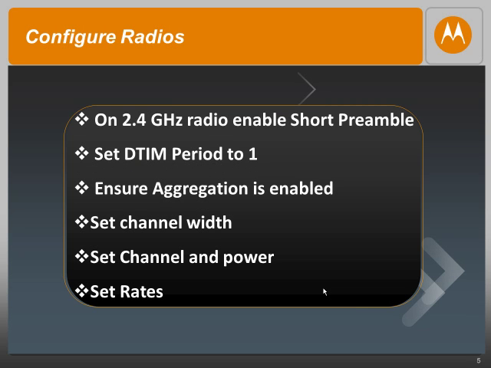To configure the radios, the first parameter we need to set is a short preamble if it's a 2.4 GHz radio. This particular parameter is not available in 5 GHz. We have to ensure that the DTIM period is set to 1, aggregation is enabled, and the channel width is set. There are two options for the channel width. One is 20 MHz and the other is 20/40 MHz. For our demo, we are going to be using 20/40 MHz. The channel and power have to be set to the optimum value. And finally, we have to set the rates.